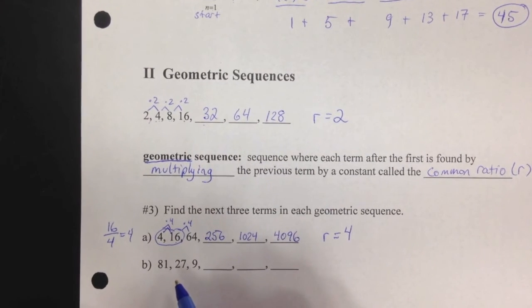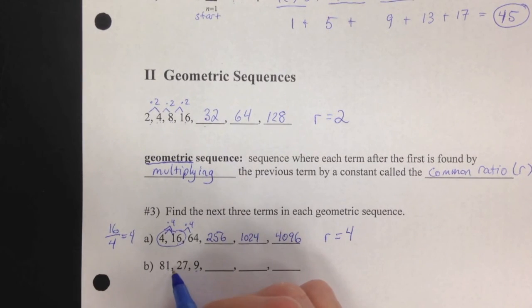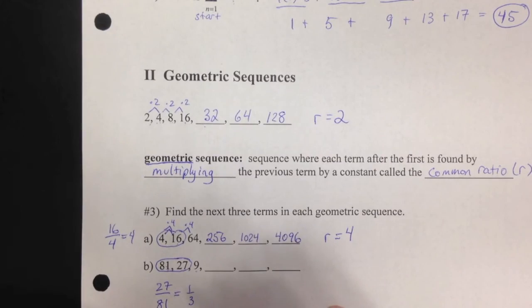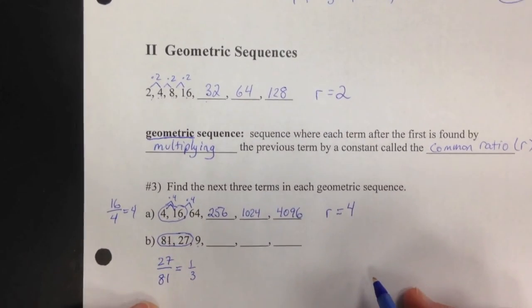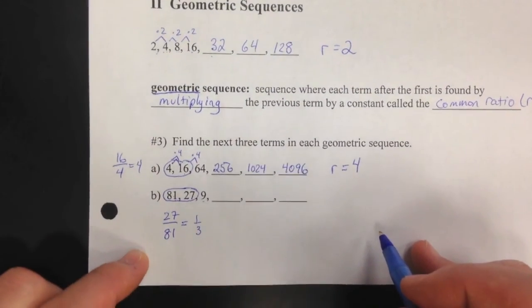Now part B, 81, 27, 9. Notice that we're going down. You could almost think of this as dividing, but geometric, I'll always think of it as multiplication. Okay, so to get from 81 to 27, what I'll do is I'll take 2 terms, and I will take the second one divided by the first. What I get is 1/3. So now, what we're doing in this problem, we are multiplying everything by 1/3.